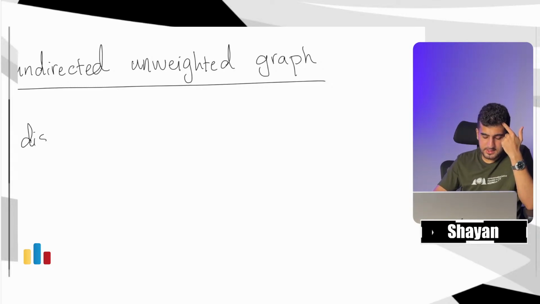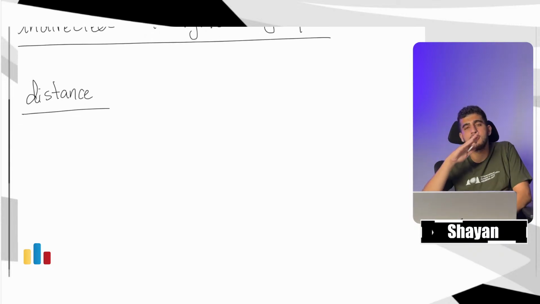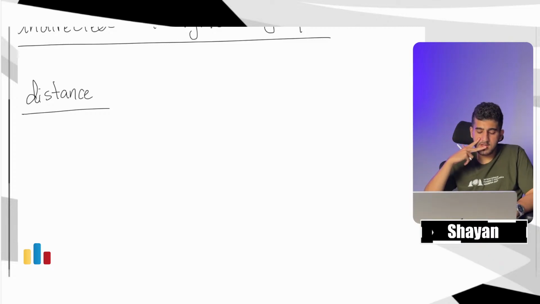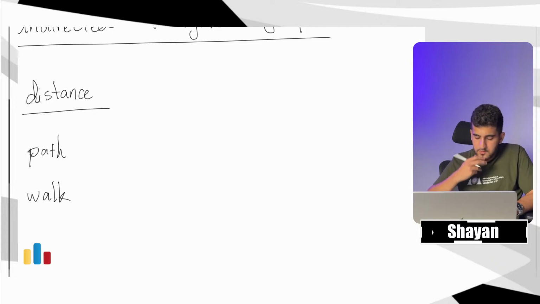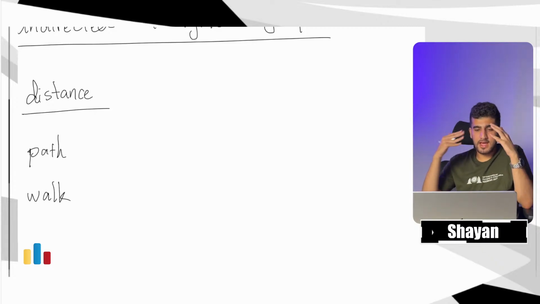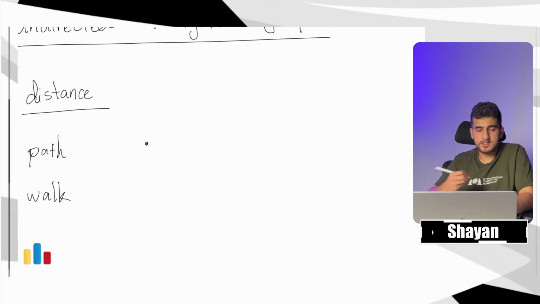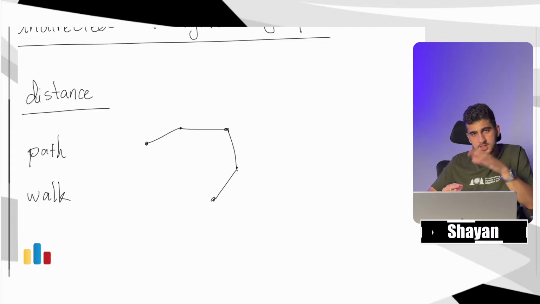And what is the distance? In order to define distance, first I need to define some other words as well. We should get familiar with the terminology of graphs. There are some definitions like path and walk. Well, a walk on a graph is when we start from a vertex and traverse the edges one by one in any order. They must just be consecutive.